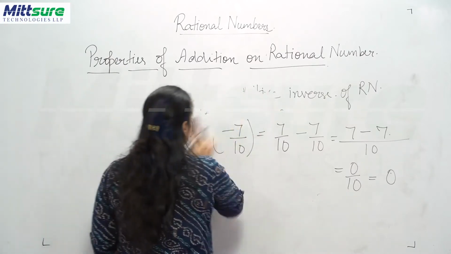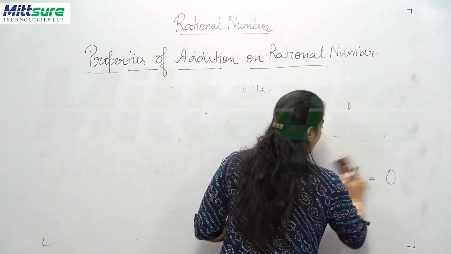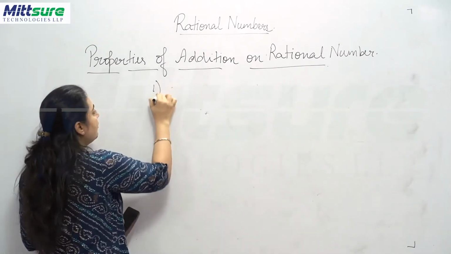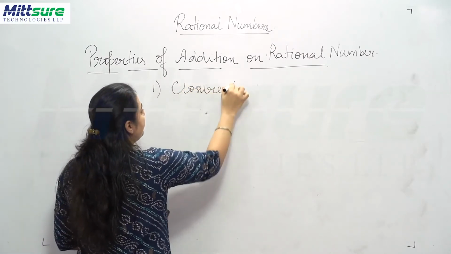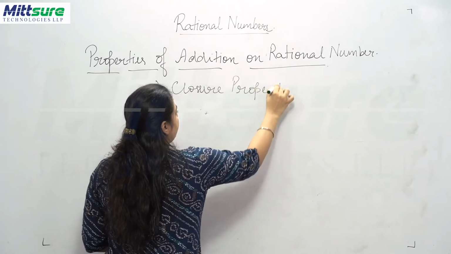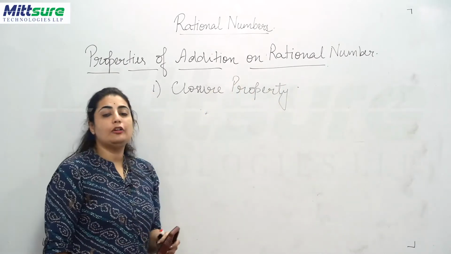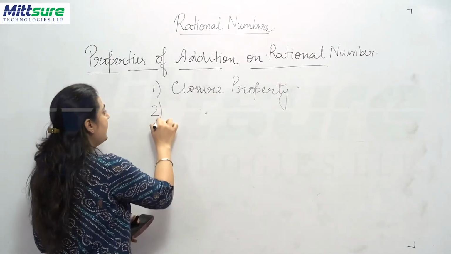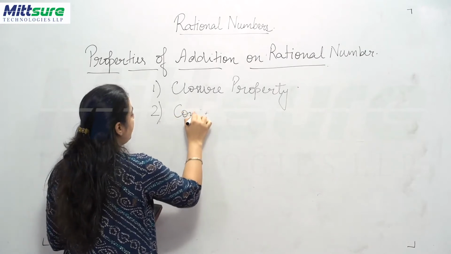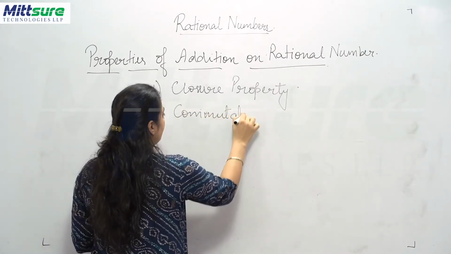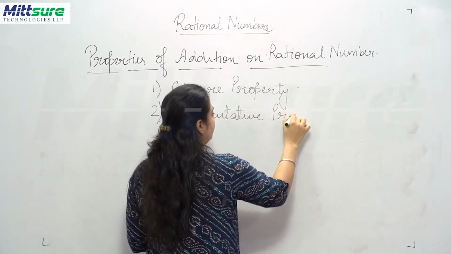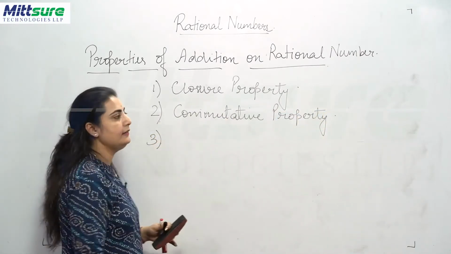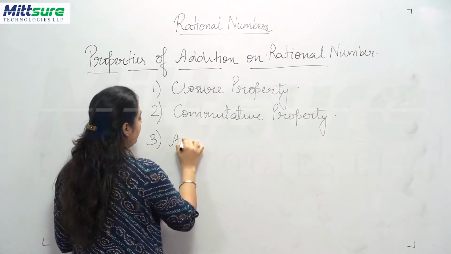Now let's quickly take a glance on what all things we have discussed in today's session. First of all, we have spoken about the closure property, where the sum of any of the two given rational numbers is always a rational number. Then we studied about the commutative property. Then we learnt about the associative property.